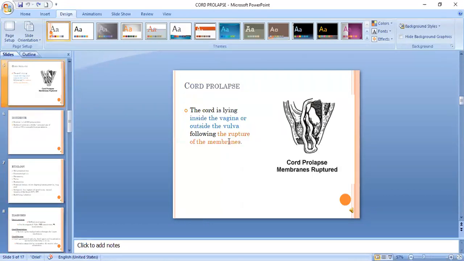In the next case, cord prolapse, the cord is lying inside the vagina or outside the vulva following the rupture of the membranes. Here you can see the cord by the side of the presenting part and below it, even inside the vagina. Since the membranes have ruptured, we can see the umbilical cord inside the vagina, and in some cases even outside the vulva. So that is cord prolapse.